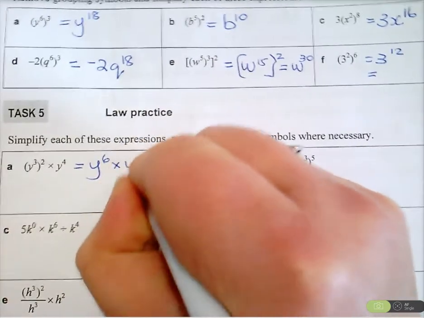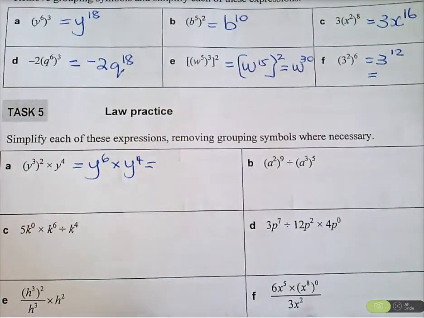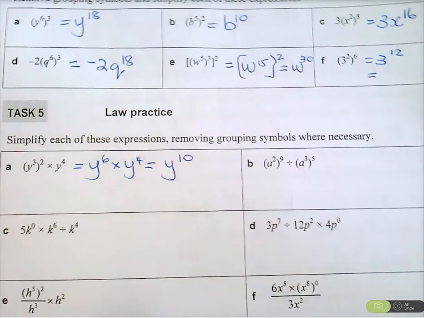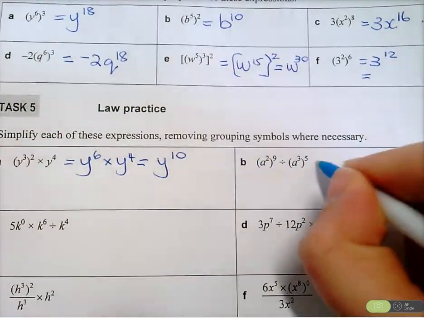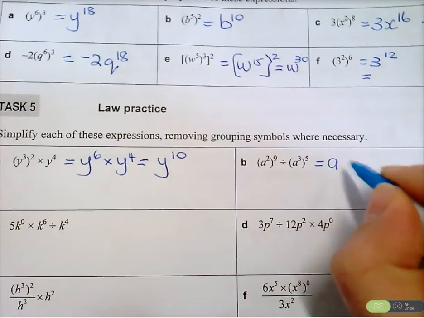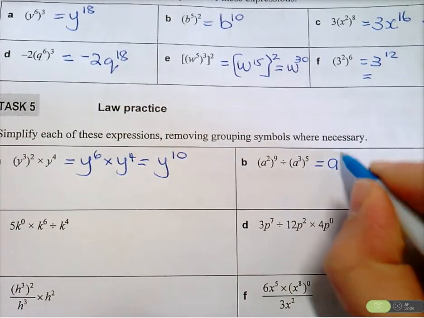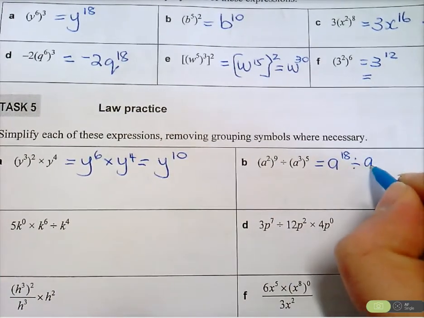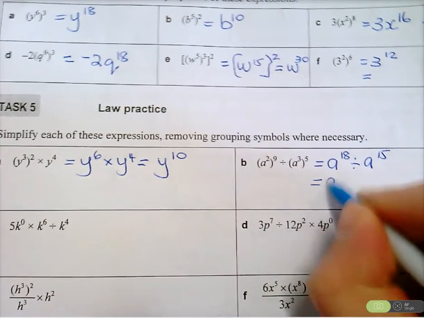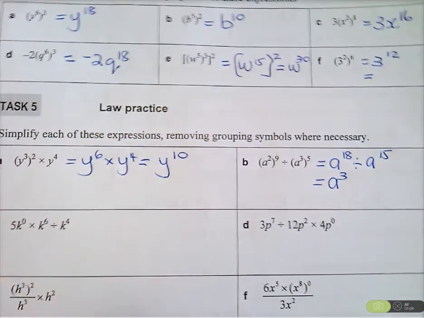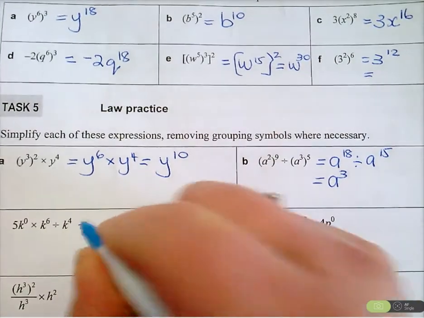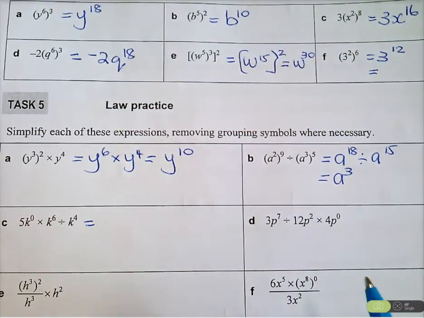Multiply 6 times y4 is y to the 10. Next one. What happens? A times 18 divided by a to the is a cubed. Great.